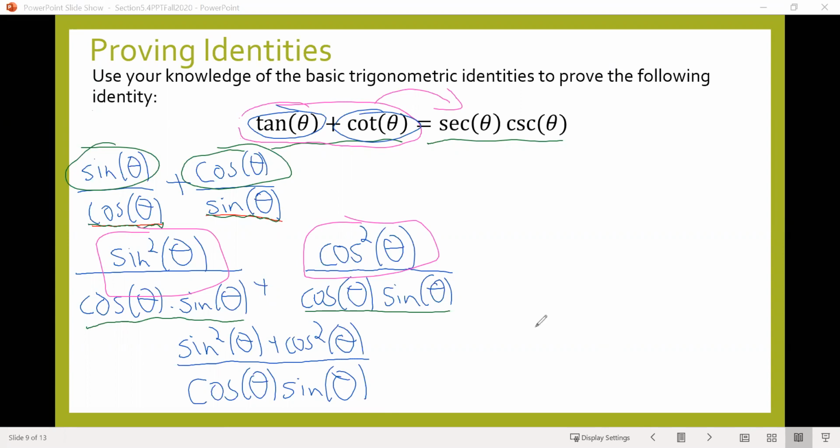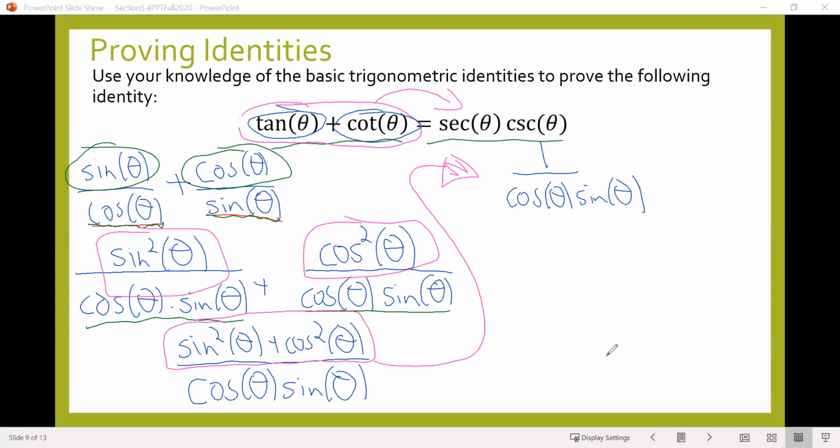But notice what that's given us on the top now. This sine squared theta plus cosine squared theta hopefully looks familiar from the problem we just did. That's our Pythagorean identity, and you'll hopefully recall that that is equal to just 1. So what this expression now becomes is 1 over cosine of theta sine of theta. You might see the final step already, but if not, I'm going to rewrite this as 1 over cosine of theta times 1 over sine of theta.